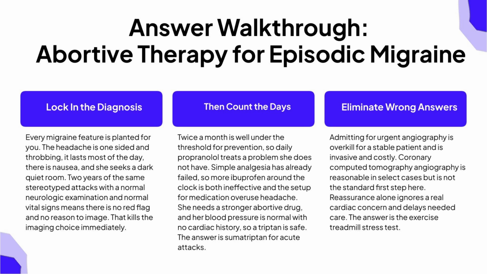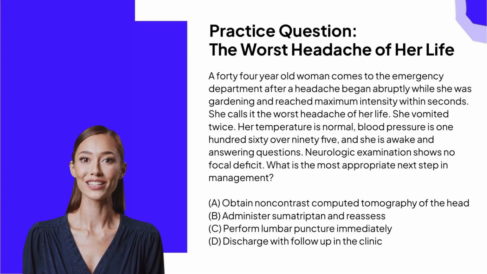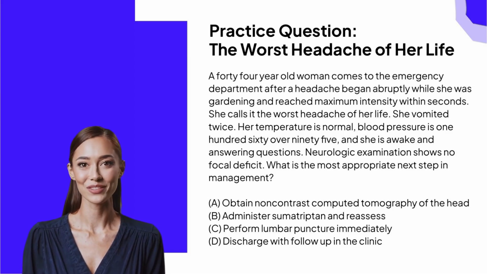She needs a stronger abortive drug, and with a normal blood pressure and no cardiac history, the triptan is safe. The answer is sumatriptan for acute attacks. Here is our second practice question, and the tone changes completely.